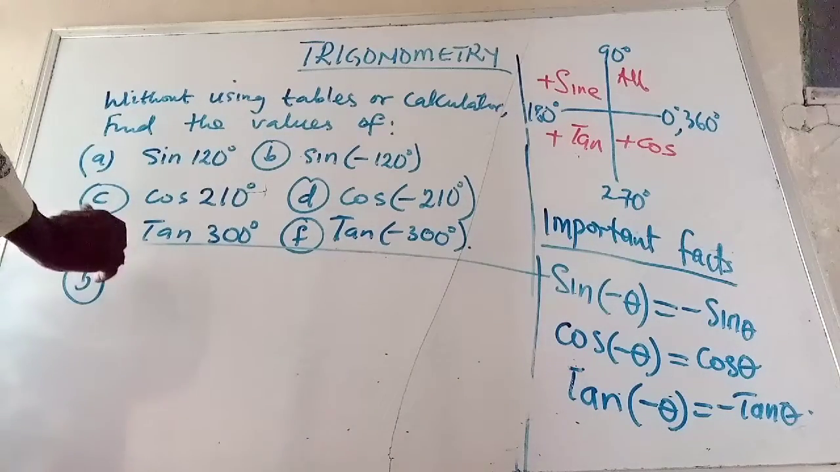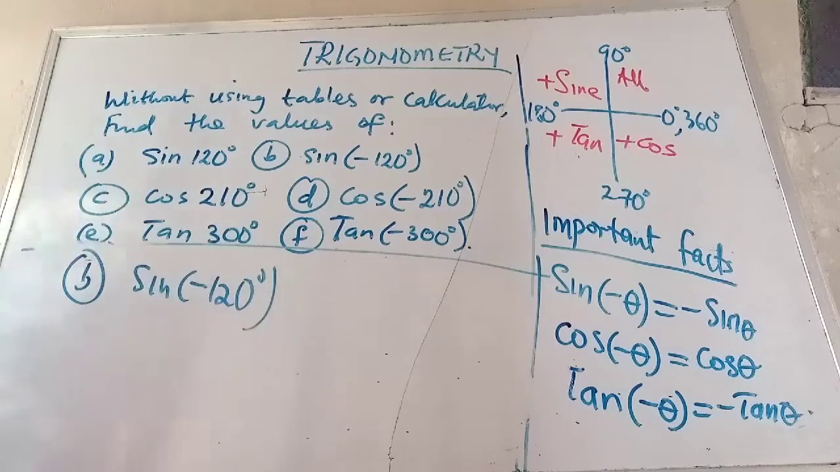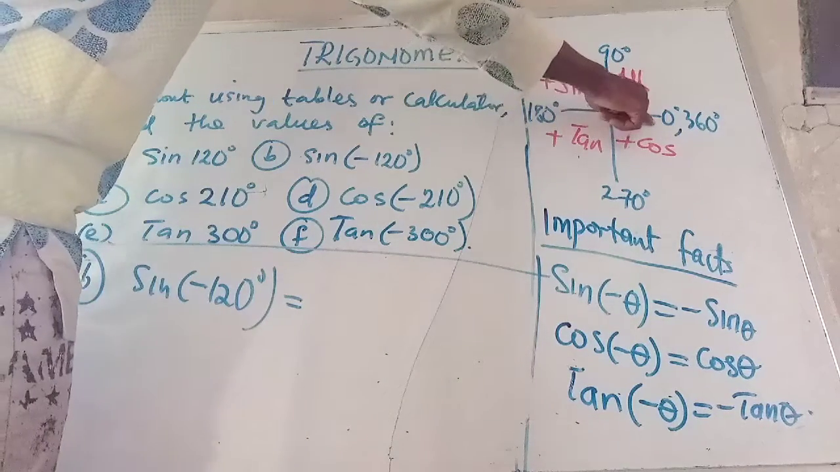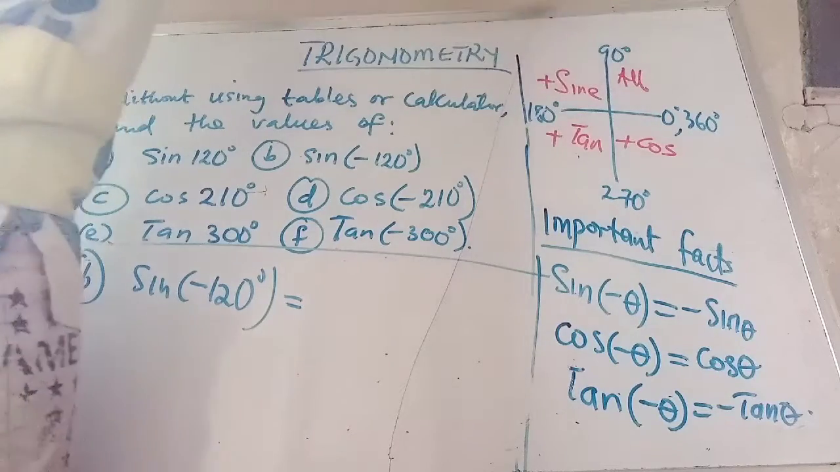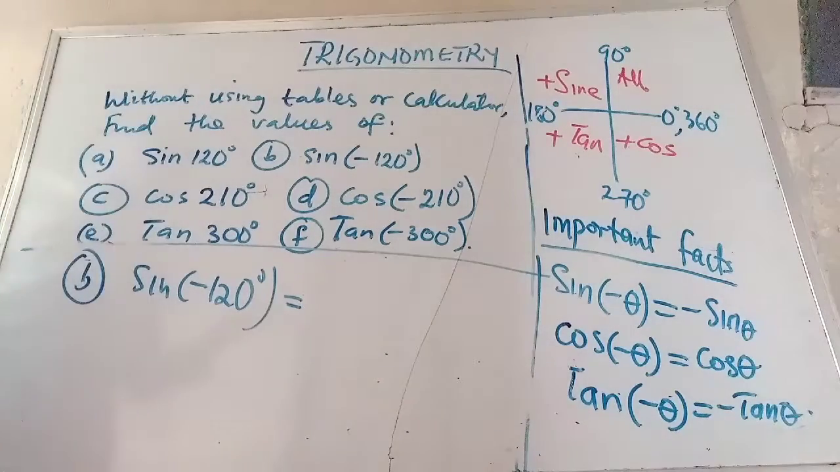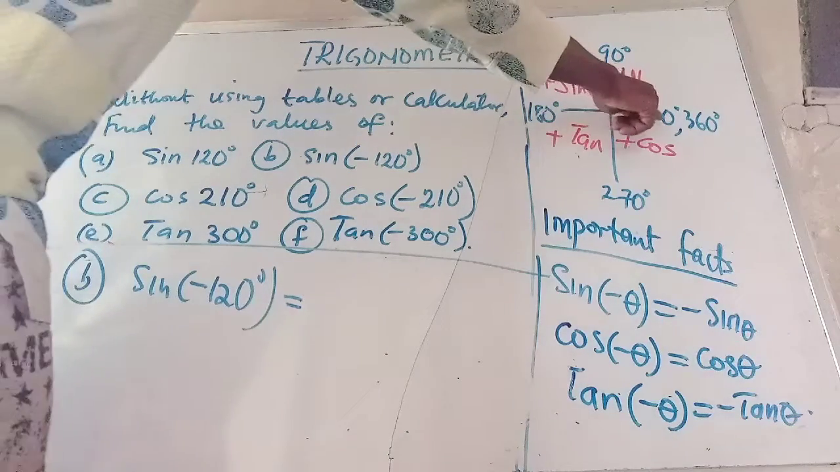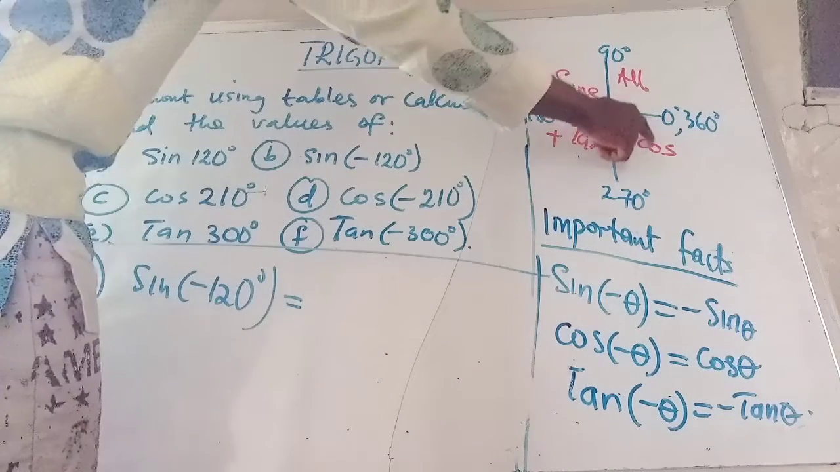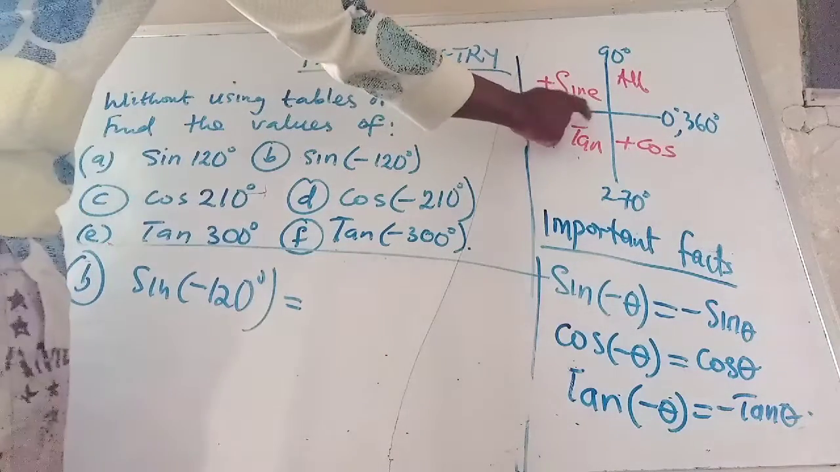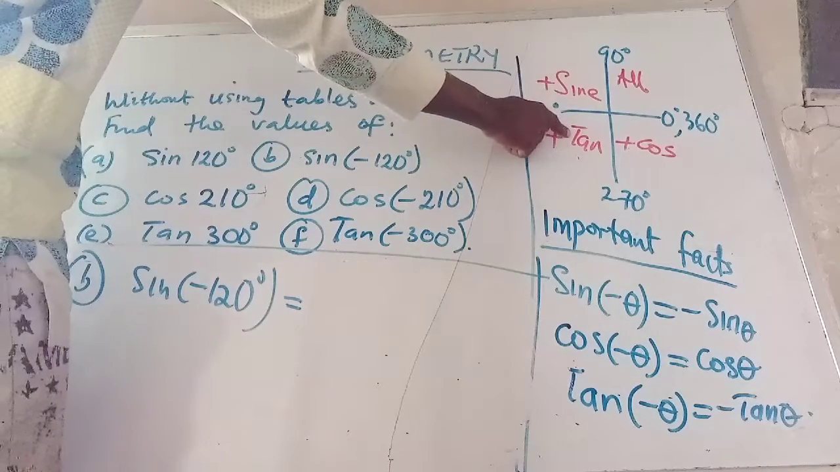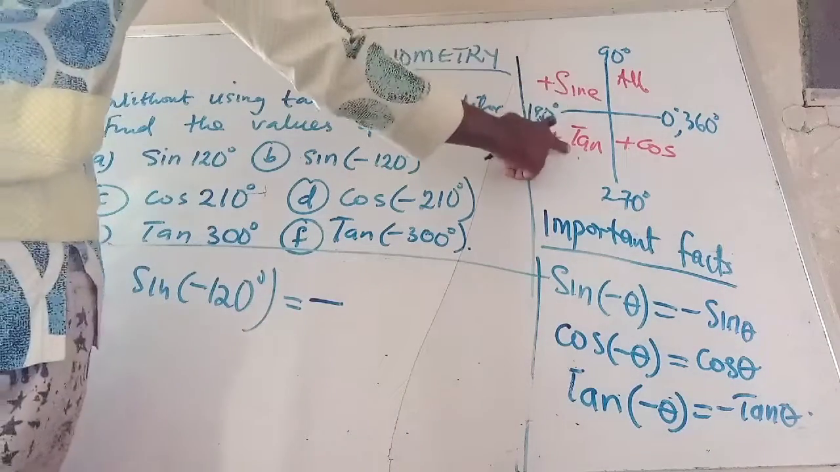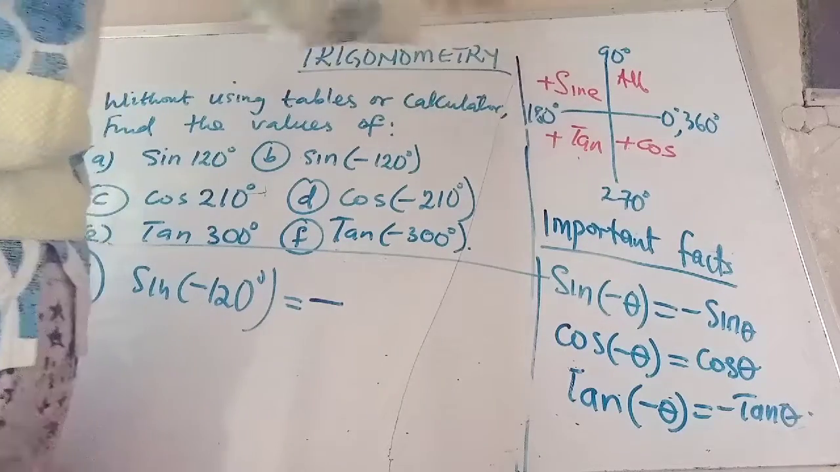Now, for question B, which is sine of negative 120 degrees. Since it is negative, I will come to the zero line and go clockwise instead of anti-clockwise. Anti-clockwise is for positive angle, while clockwise is for negative angle. It's mentioned in one of the previous videos. Now, if I start from zero and go to negative 120, from here to here will be negative 90, and negative 120 will fall here. And once it falls here, it's telling you that the answer must be negative. Why? Because only tangent is positive here.